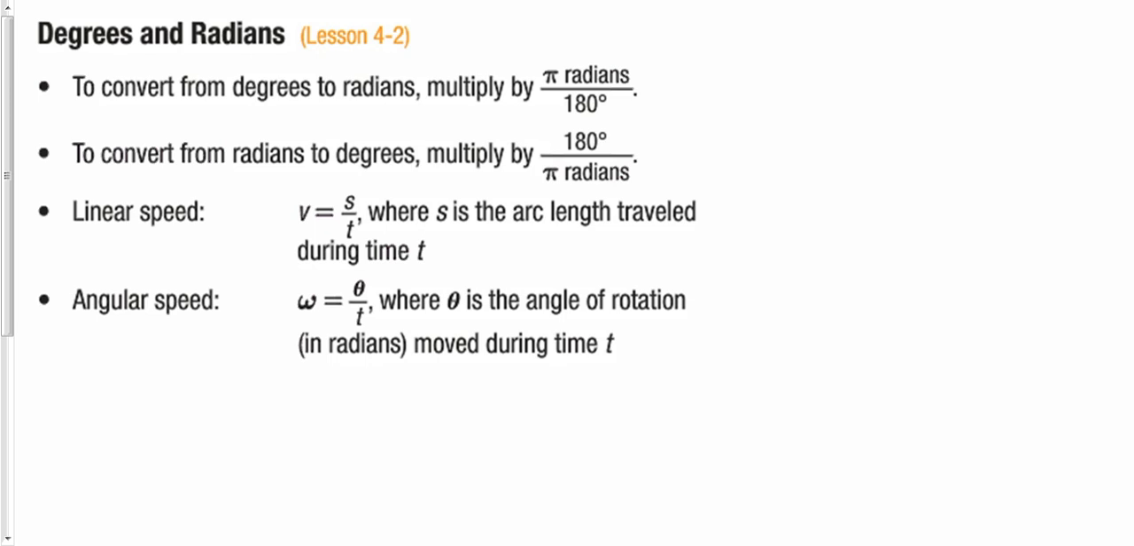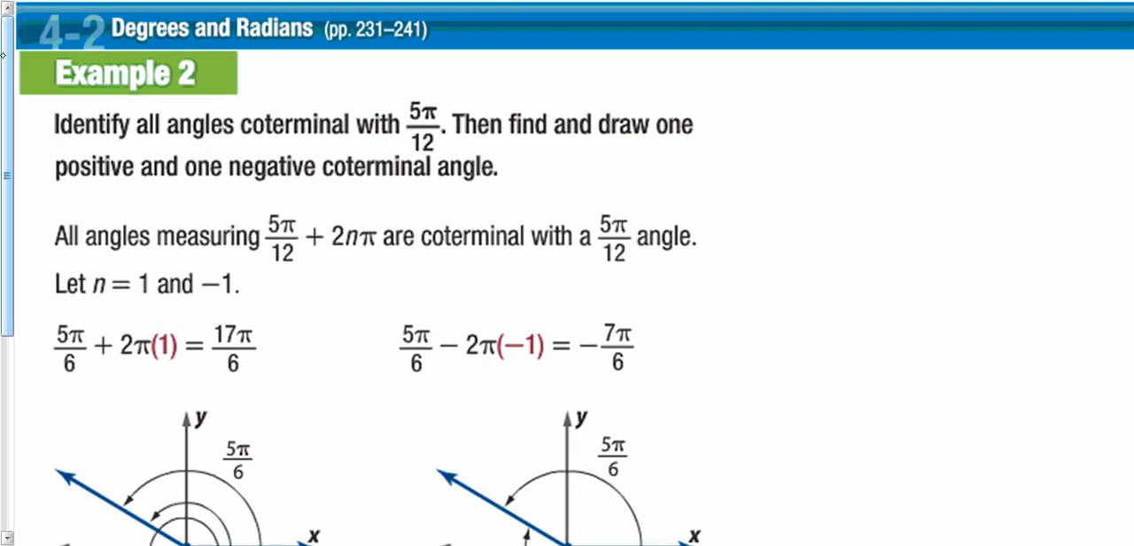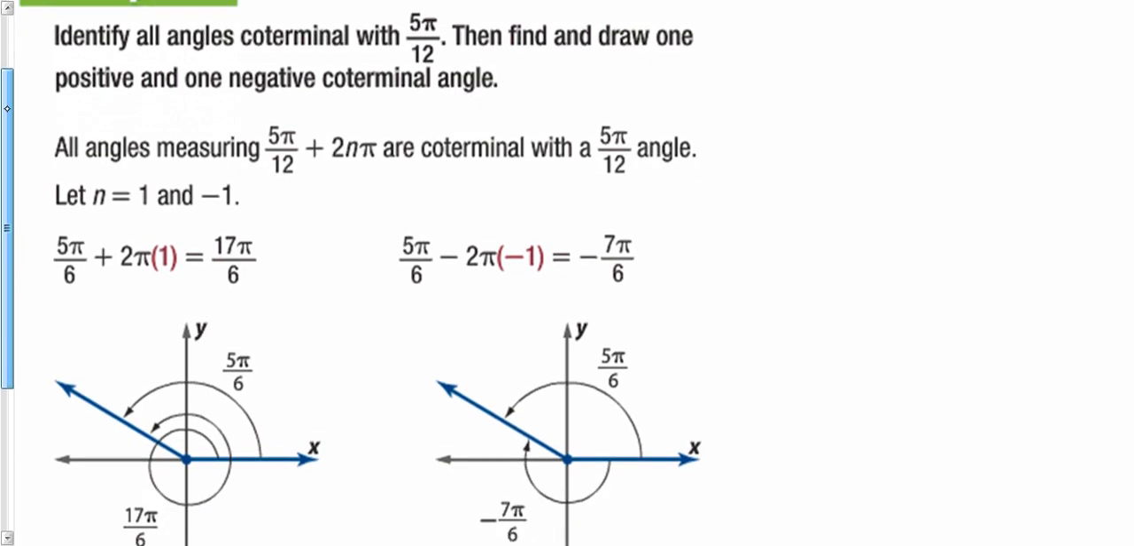Section 2 is where we converted degrees to radians and radians back to degrees. We talked about linear speed and angular speed. My example problem right here was to identify all the coterminal angles with 5 pi over 12, find one positive and one negative coterminal angle, and draw them. Because it's in radians, we're going to add radians, which is once around the circle, 2 pi. So we have to figure out all the angles that are going to end in the same place as 5 pi over 12.